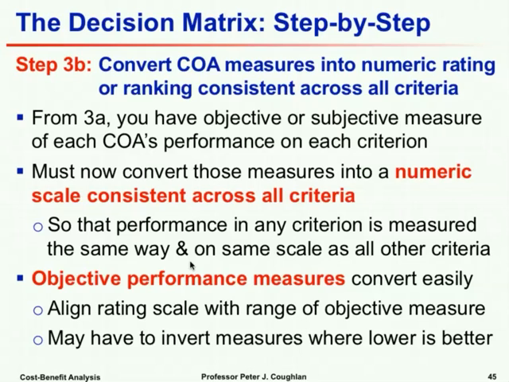Now, that said, even if you have objective measures, make sure you realize that in some cases you may have to invert the measurements. For example, defects or time to completion of a task. The faster you complete a task, the lower your time score is going to be, but the higher your numeric rating has to be in the decision matrix.